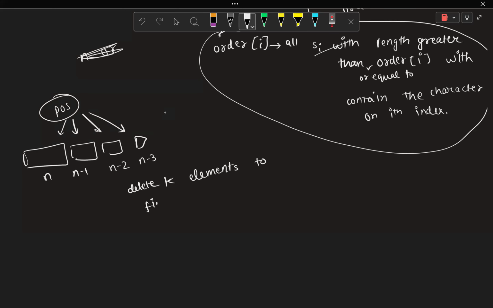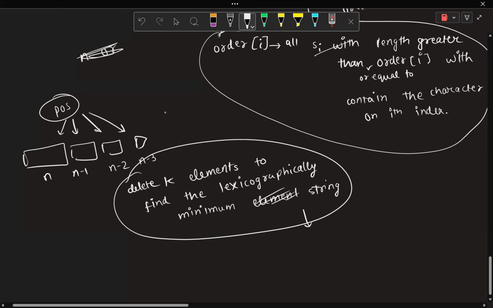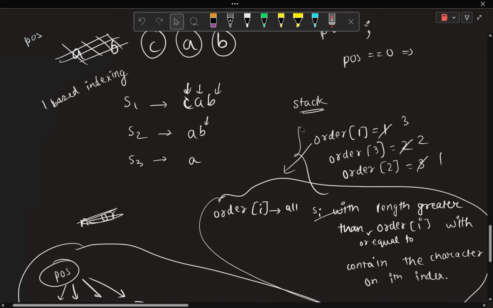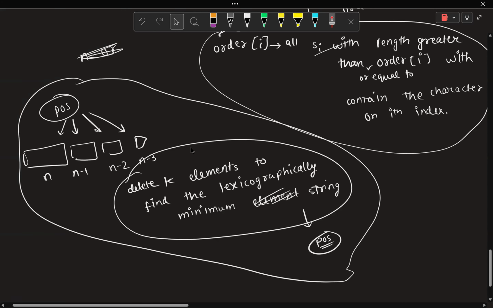to find the lexicographically minimum string after deleting k elements. And from that string, you just have to pick up the element at the index pos. So this was the idea behind doing the problem. Now for the implementation, I explained the way I implemented it, but feel free to choose any way of implementing. Okay, so should we move on to the code part?